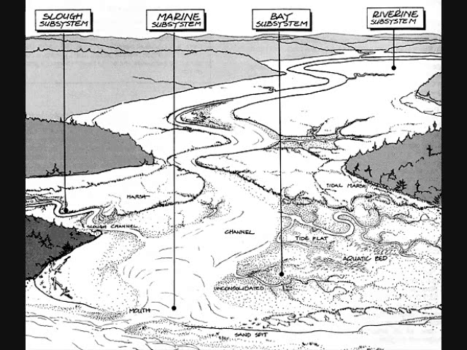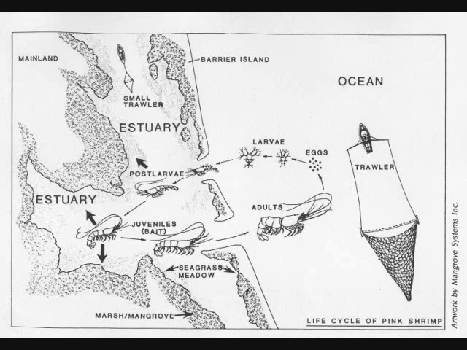A riverine system, that's mainly just your rivers, of course with a little bit of freshwater, or saltwater rather, and a slough, and that's basically all stagnant saltwater, not a whole lot of movement there. If we look in these ecosystems, we find all different types of organisms, really. Here is an example of the life cycle of a shrimp. As you can see, an estuary is quite important to this life cycle.